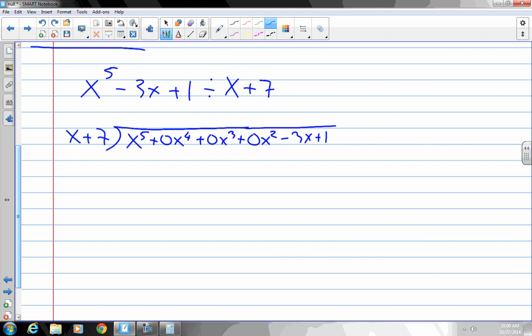But all right, so let's do this thing. I'm going to go through this a little faster. Just dividing the first two terms, what do we get? X to the fourth. So x to the fourth goes here. We multiply, we get x to the power 5 plus 7x to the fourth. So when you subtract, we'll end up with negative 7x to the fourth. Right? You bring another one down. Again, makes it a little messy, but we'll repeat the process, gives us negative 7x cubed.